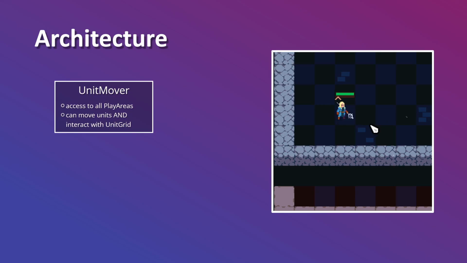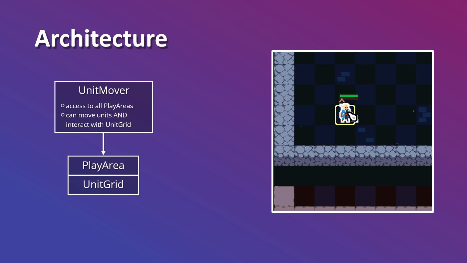So what about the architecture for this UnitMover component? It will be a standalone component living under the root or the arena node. So it actually has two dependencies to work correctly. First of all, we need to have access to both play areas. And then we also need the unit grids connected to those play areas so we can interact with the units as they are being moved around inside the game world. So the UnitMover itself does a very basic thing, moving units and also interacting this movement with the unit grid.